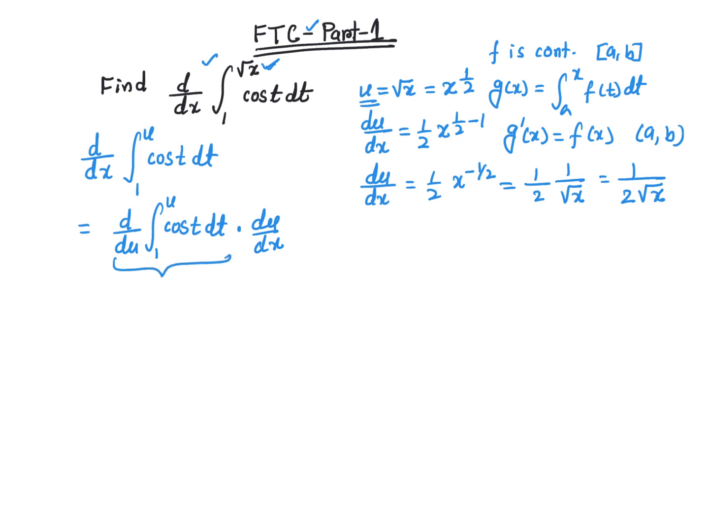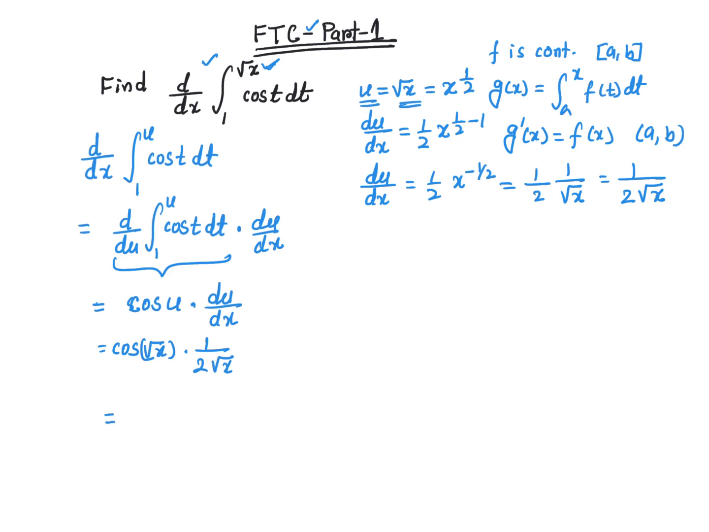Now, at this point, this is nothing but cosine of u, right? Cosine of u times du over dx. Now, we know u is square root of x, so it's going to be cosine of square root of x, then times du over dx, which is 1 over 2 times square root of x.